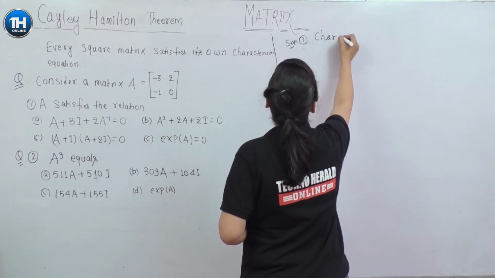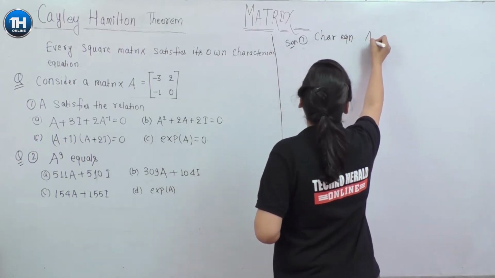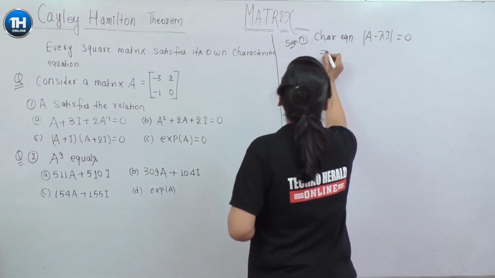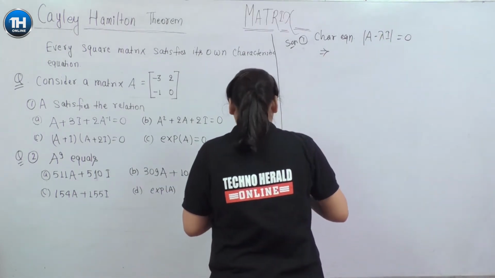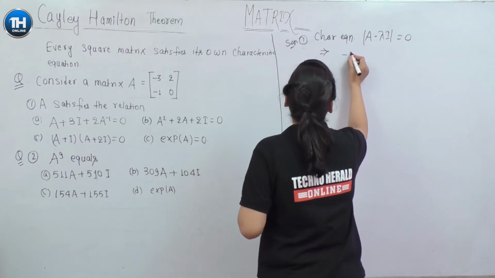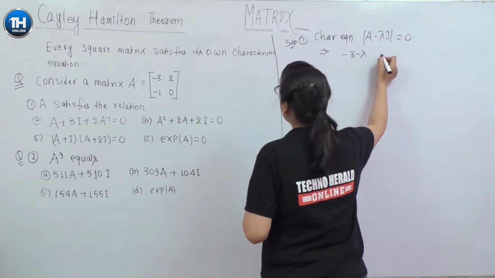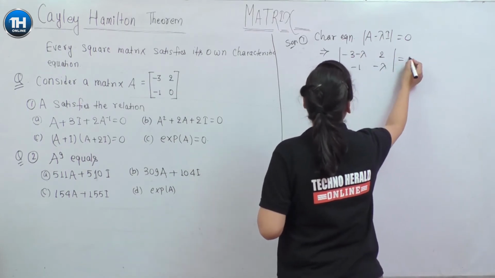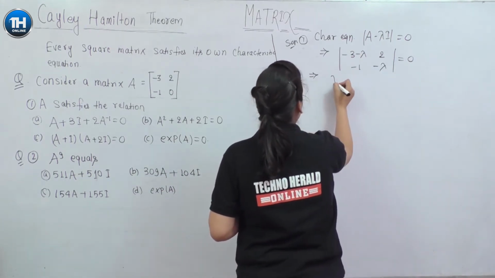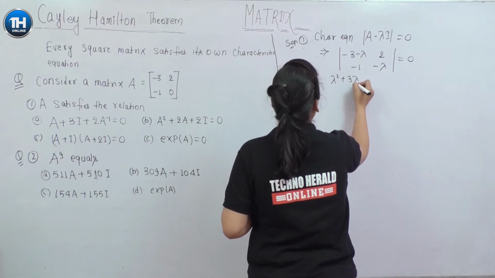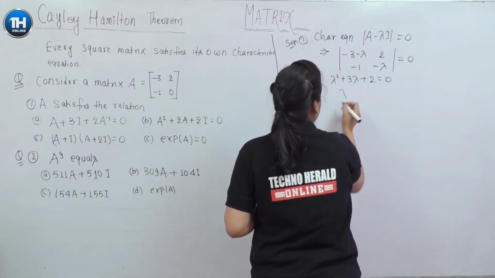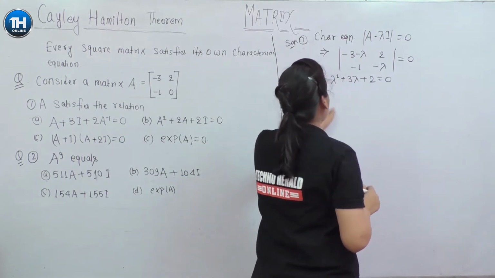What will be the characteristic equation? The determinant of A minus lambda I is equal to 0. So what is your A minus lambda I? The determinant of the matrix with entries minus 3 minus lambda, 2, minus 1, minus lambda is equal to 0. This will give you lambda square plus 3 lambda plus 2 is equal to 0. So this is your characteristic equation.